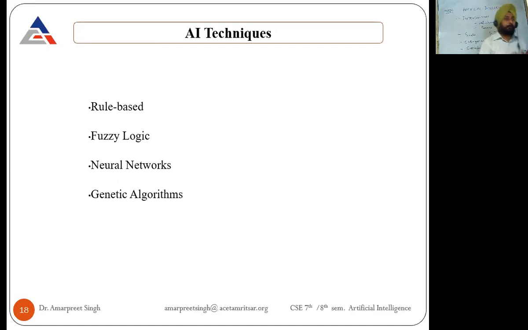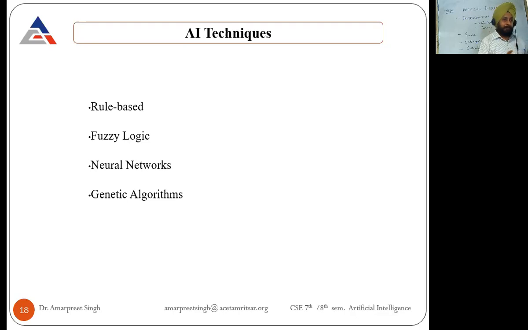What are the different types of AI techniques? What are the different techniques which are used in making the AI system? What is the technology? What are the concepts which are being used in making the AI system?